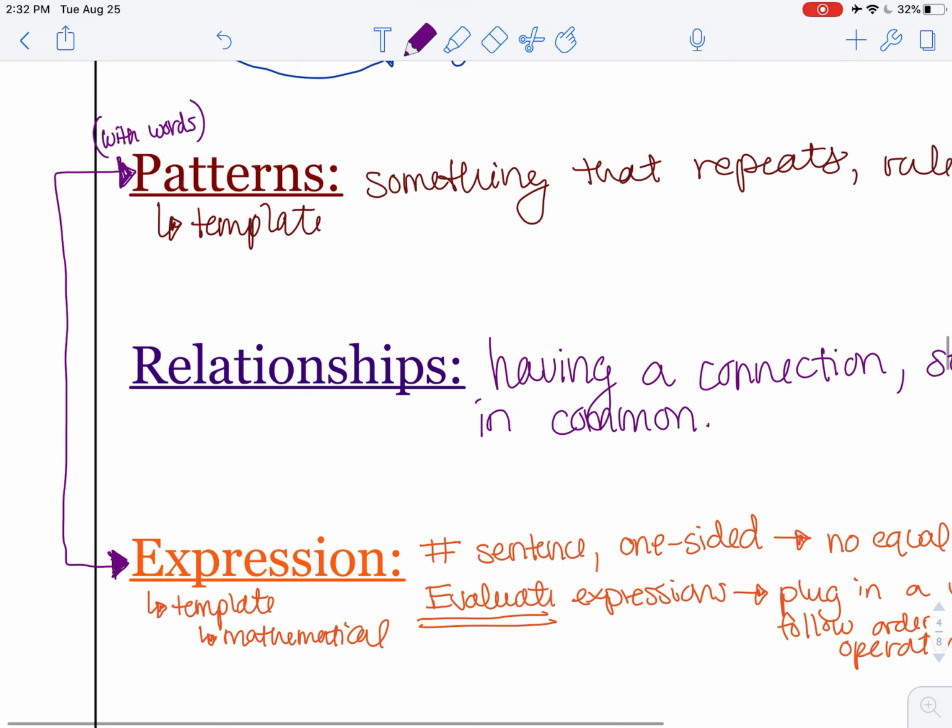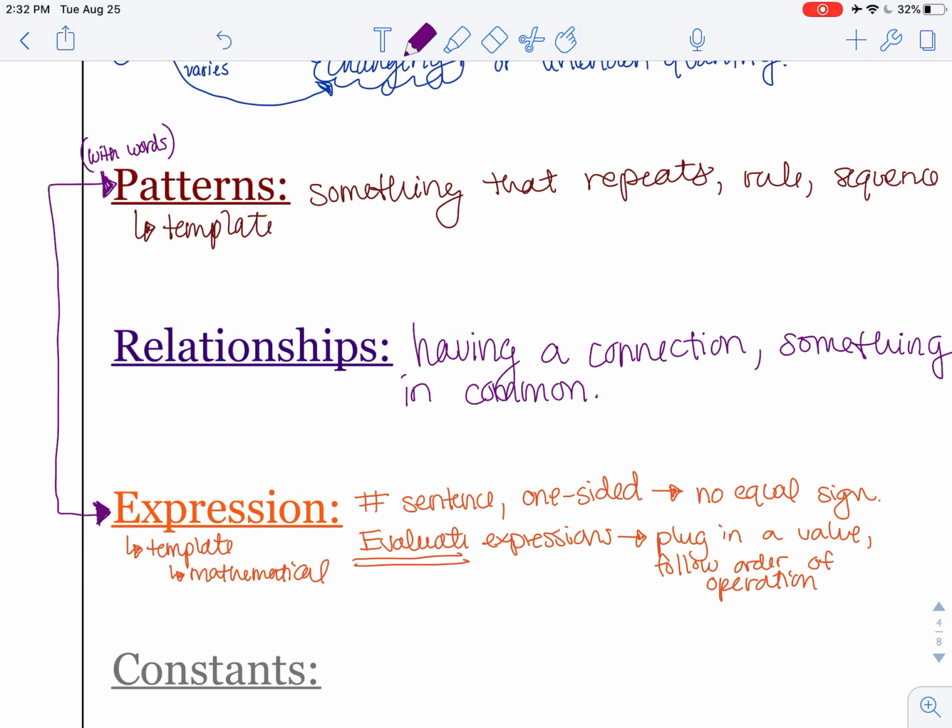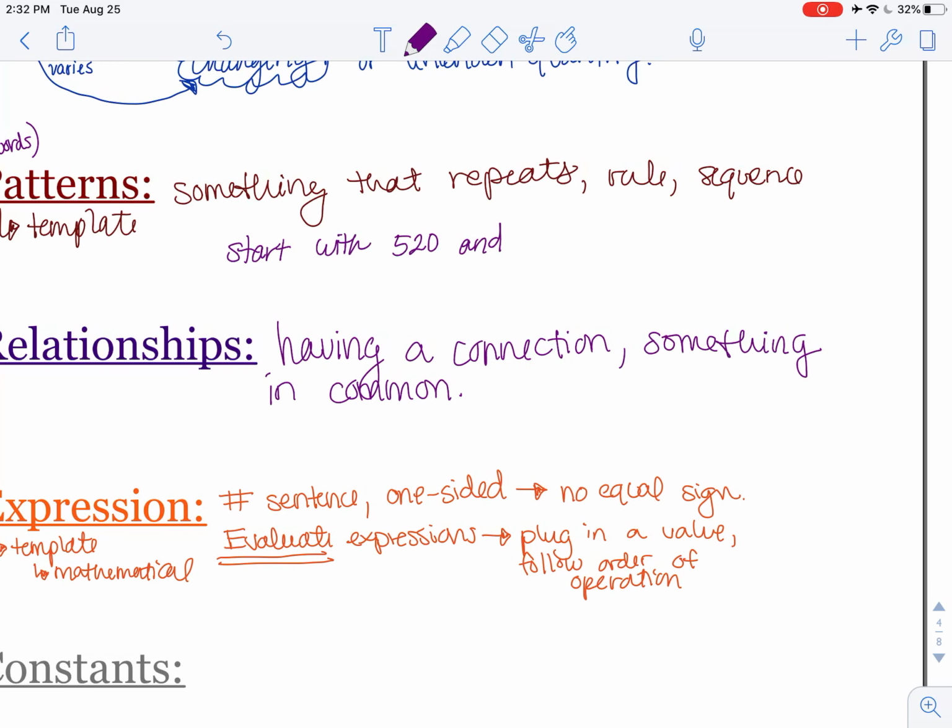For example, if I want to say we start with 520 and add 30 every month. So now this doesn't have too much meaning, but let's say we're talking about money, right? If I put $520 in my bank account and every month I add $30, this is my pattern in words.